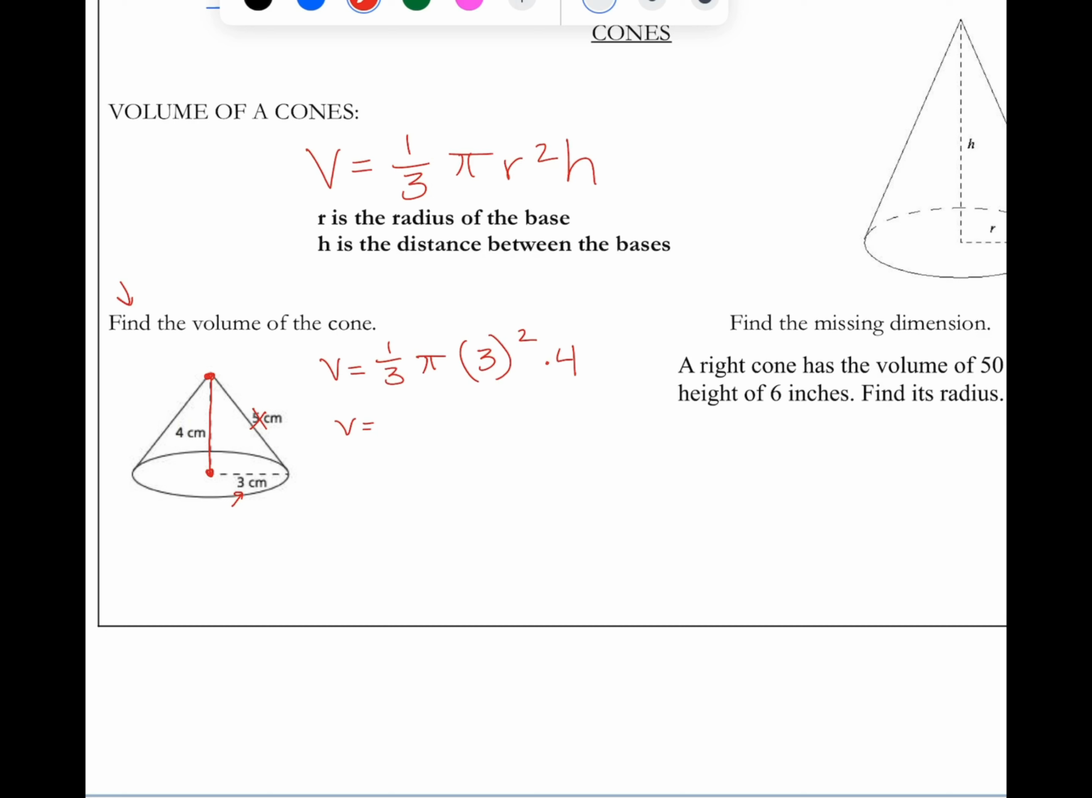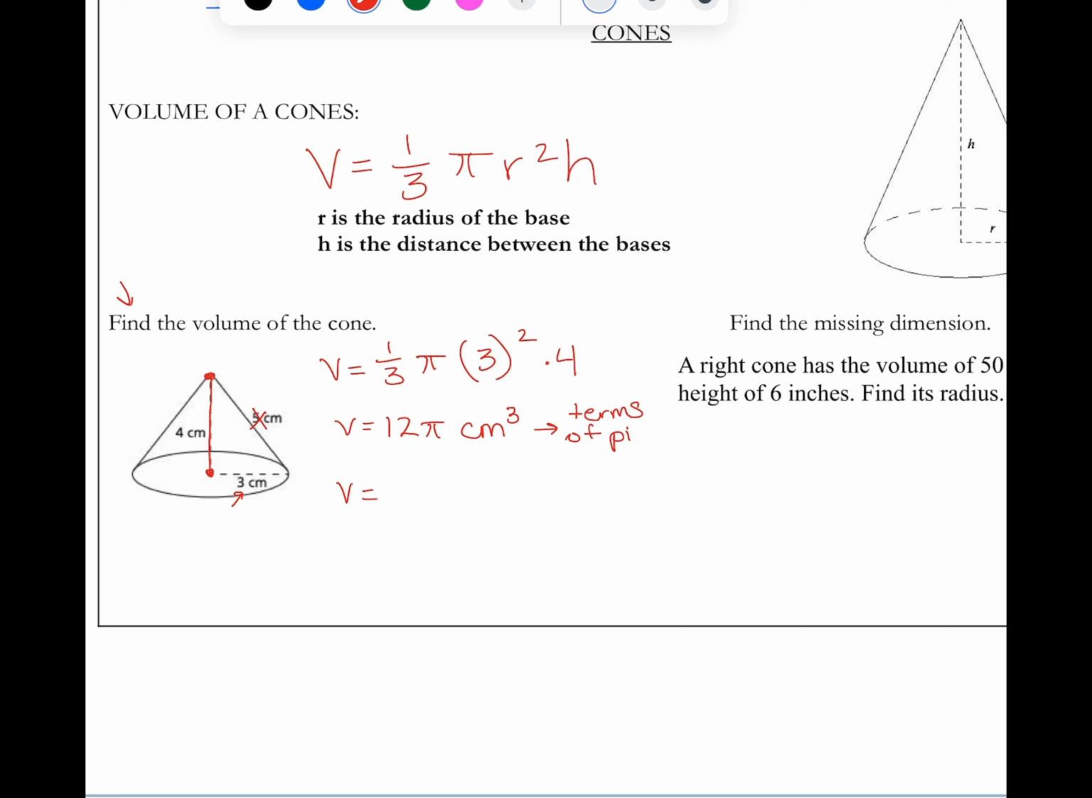Now if you plug that into your calculator, again in terms of pi, 12 pi centimeters cubed. This is in terms of pi, meaning that we have multiplied the 4 times 3 squared times 1/3, and we have not put pi into our calculator yet, so we include that when we write our answer.